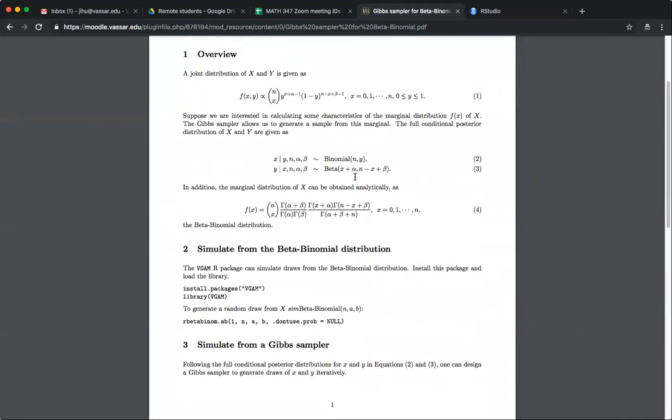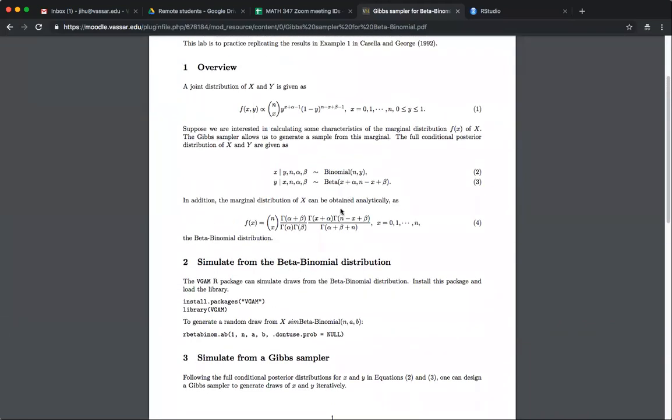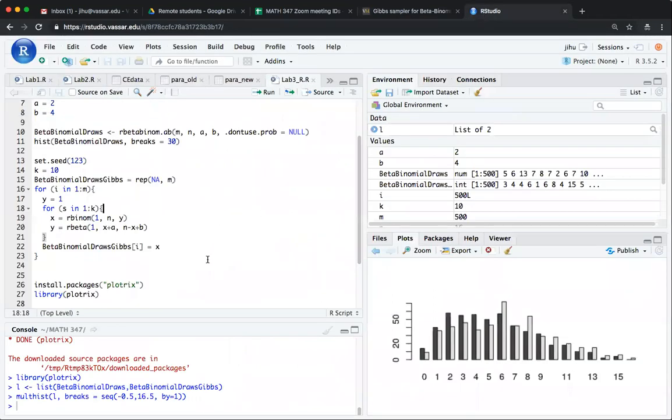If you look at what we have in the document, to draw X you go from equation 2, and to draw Y you go from equation 3. So these are the 2 full conditionals. Essentially, I get X from rbinom, relying on N and Y. And for drawing Y, I use rbeta, which depends on X, alpha, N, and beta. So you build up those 2 lines first as the key component of the Gibbs sampler, then you're able to do the rest. I will upload this stuff later as well.